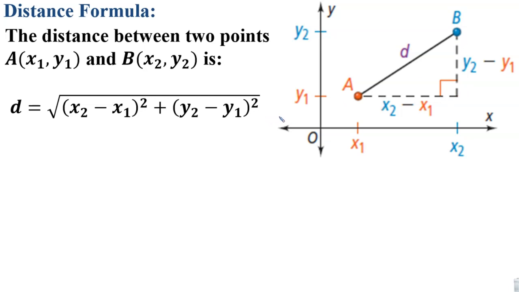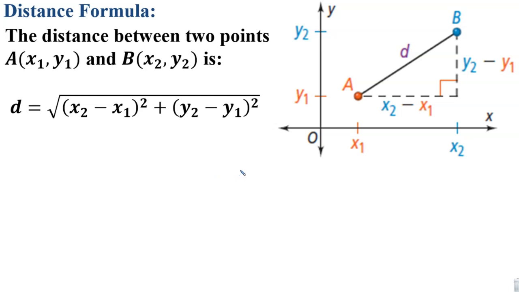So set up in the same way here, we've got 2 points A and B. And the distance between those points, A at x1, y1, and B at x2, y2, is going to be given by this kind of ugly mess here. D equals the square root of (x2 minus x1) squared plus (y2 minus y1) squared.